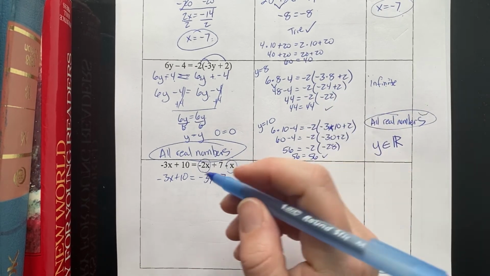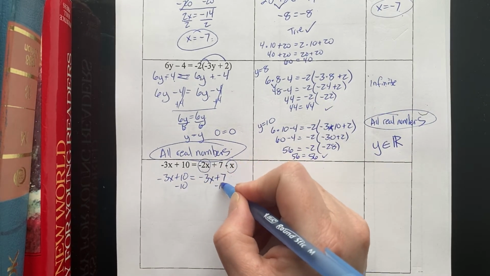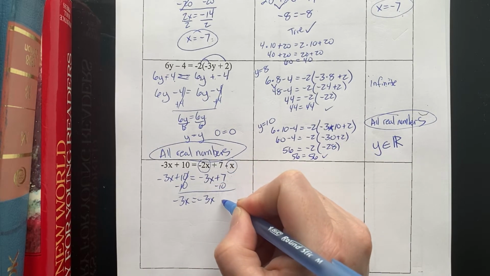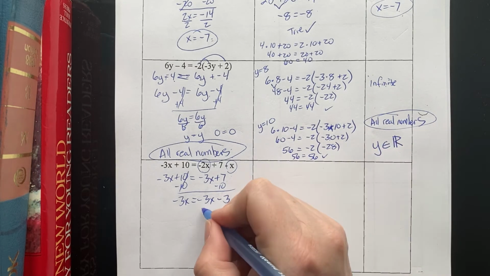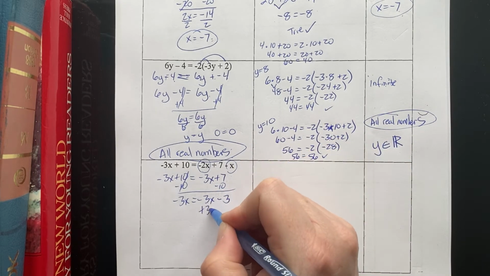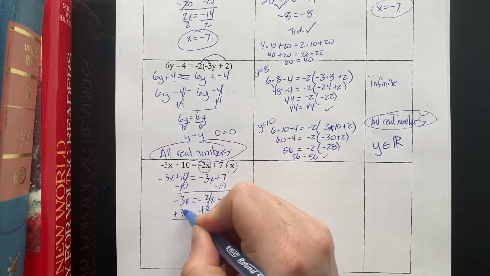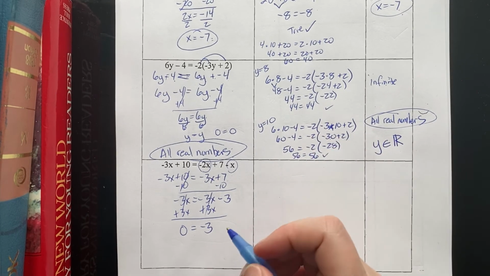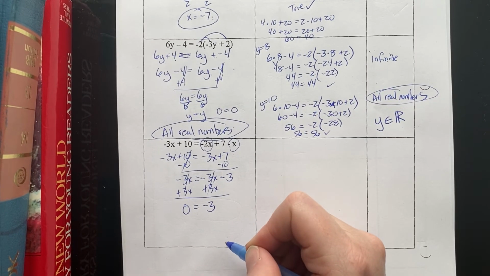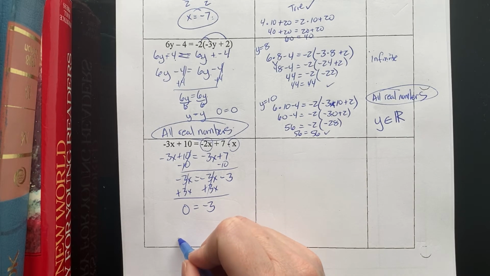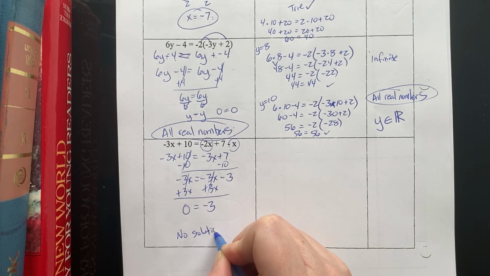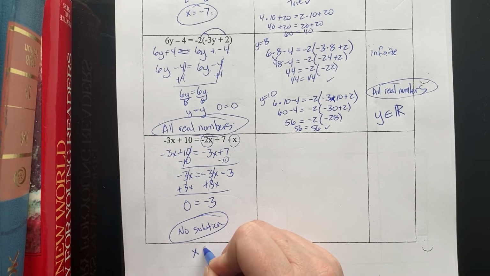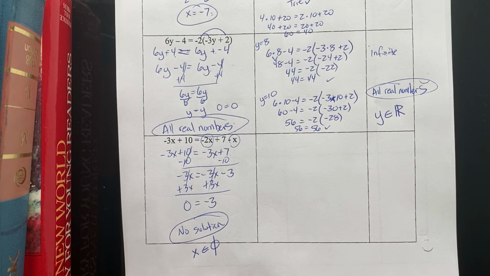If you don't see it, that's fine. You might subtract 10 from both sides. Negative 3x equals negative 3x minus 3. You could stop there. You could add 3x to both sides. 0 equals negative 3. Kind of have to stop there. That's a false statement, but your answer isn't false. Your answer is no solution. You could also write what variable we're using here. x is the set containing the empty set.